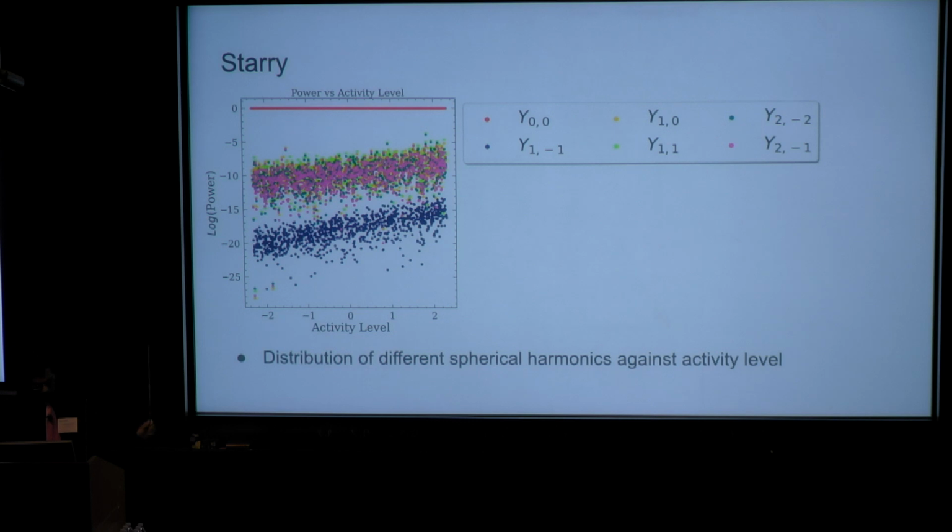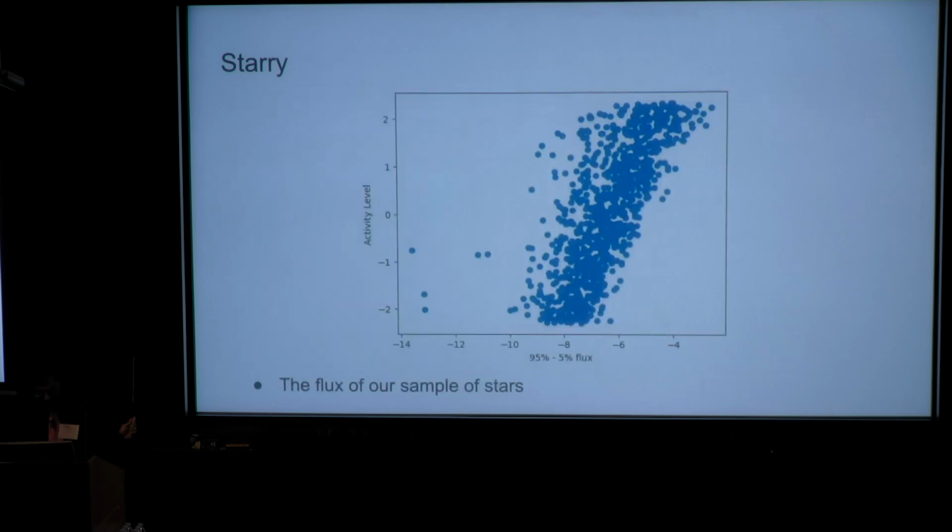Next, I'm showing the distribution of spherical harmonics versus activity level. Except for Y00, you can see for the most part, there's a trend for the activity level to increase along with the spherical harmonic. We think this is due to the correlation between flux and activity level. We also have other parameters to compare this to. Here is a comparison of flux and activity level. Again, this is why we think there's a link between flux and activity level. As flux increases, so does activity level. This is one thing we see.